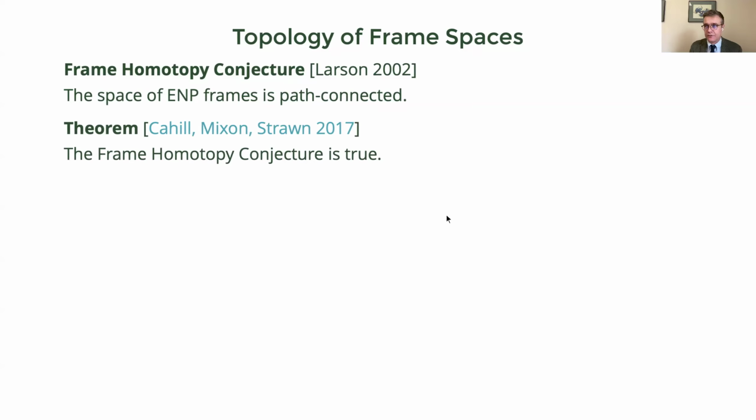So this was proved about 15 years later in a very nice paper of Cahill, Mixon, and Strawn, where there's some technical details, but basically the frame homotopy conjecture is true both for real frames and complex frames. And you have to play some games with n having to be at least d+2 if you're real. But fundamentally, the frame homotopy conjecture is true.